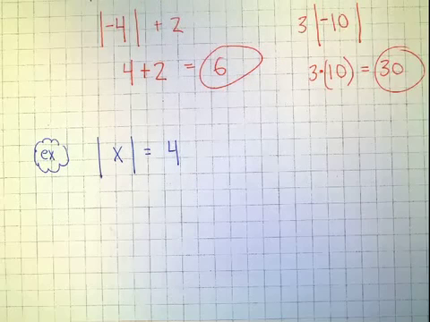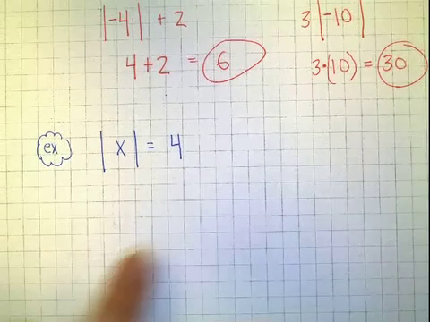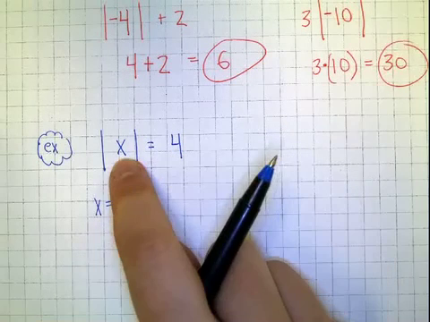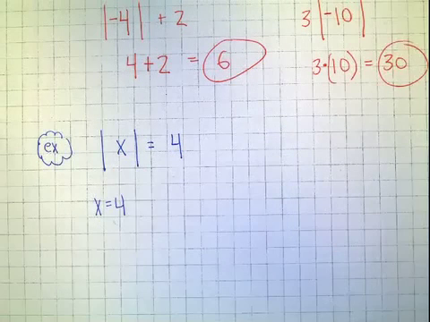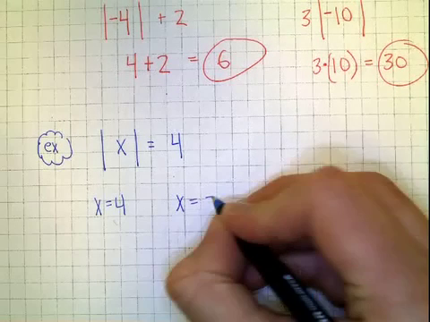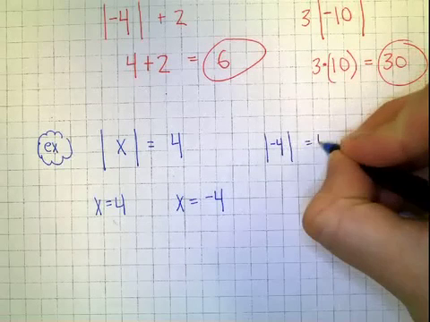What's x going to be? I have some number, absolute value equals 4. Couldn't x equal 4? Because 4, if I put a 4 in here, is 4 steps away. But what else could x equal? Yeah, x could also equal negative 4. The absolute value of negative 4 equals 4.